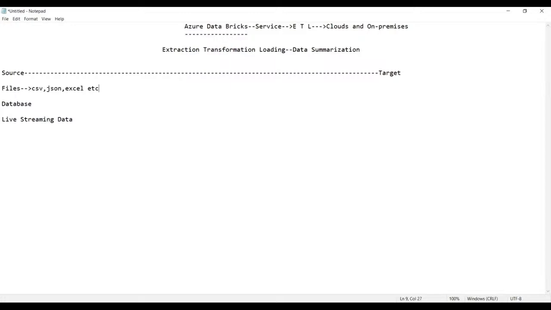So what we do is, ultimately we pull in the data into ADB, that is Azure Databricks. This is called the process of data ingestion. Then once we pull in the data, pulling in the data is a process of extraction.